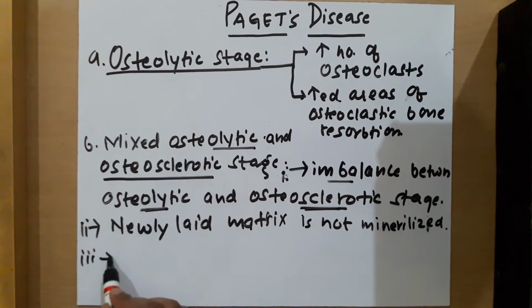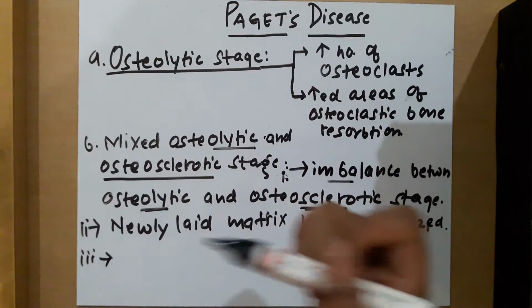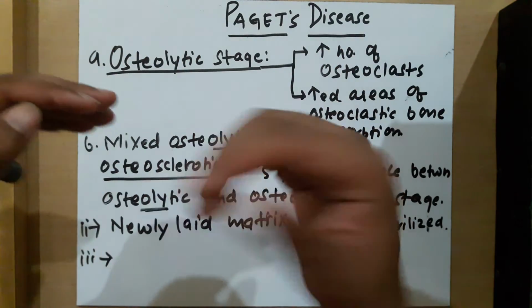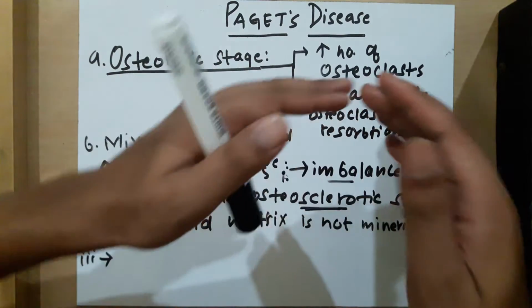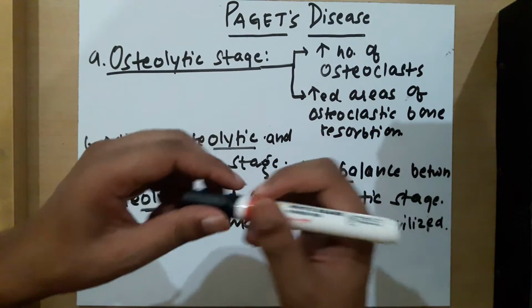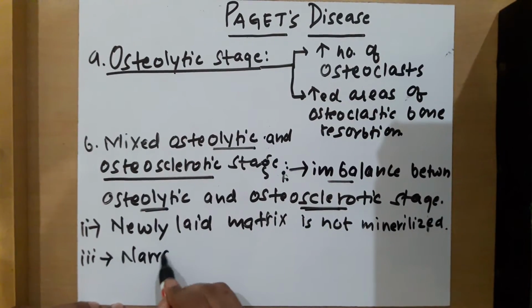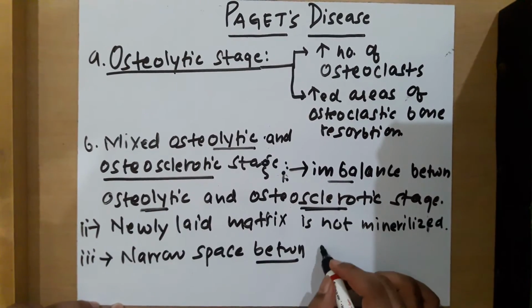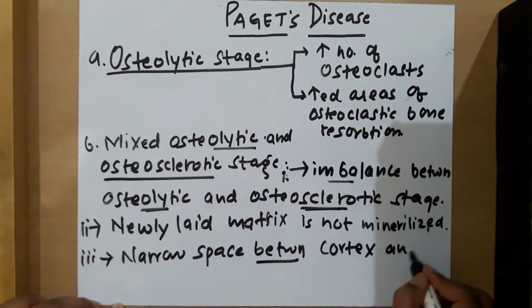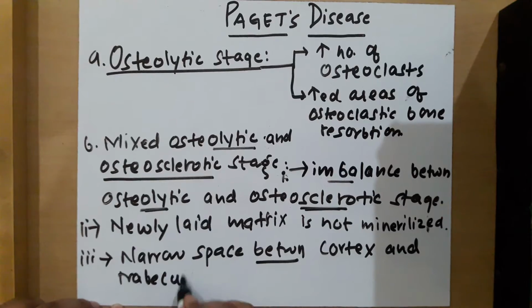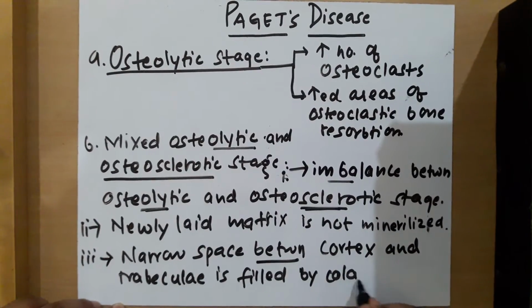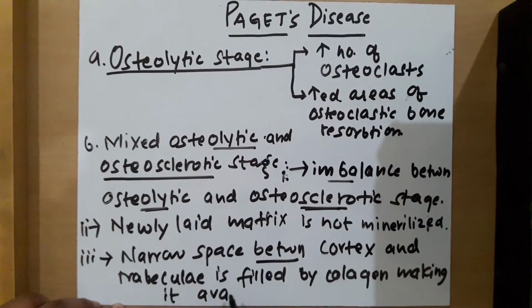The third point is that the narrow space, space being a better word than area, between the cortex and the trabeculae gets filled by collagen and becomes avascular.